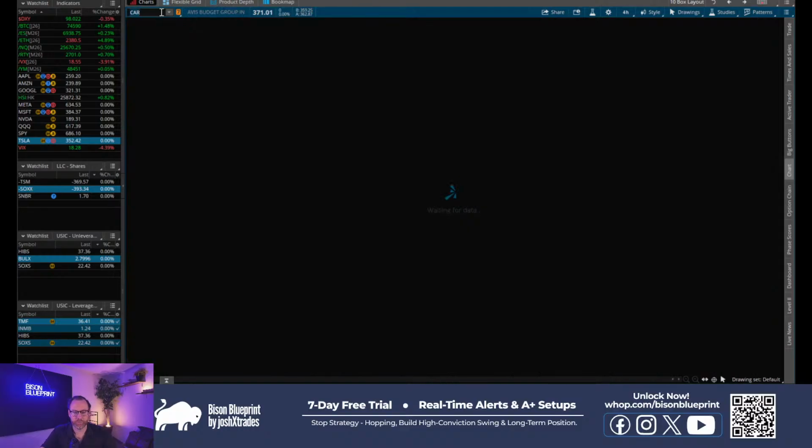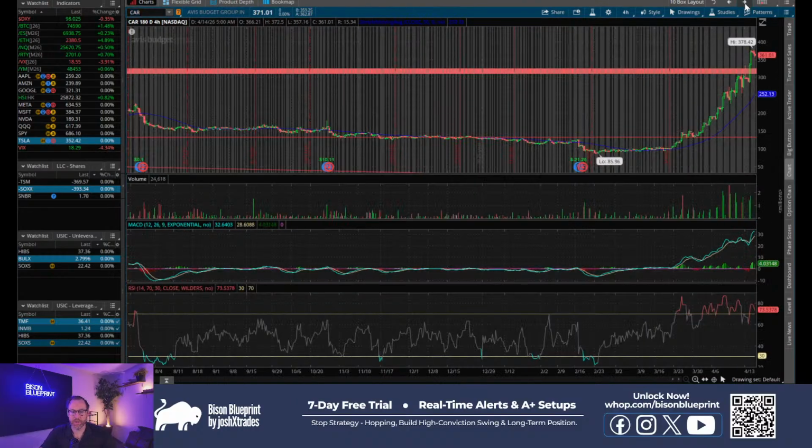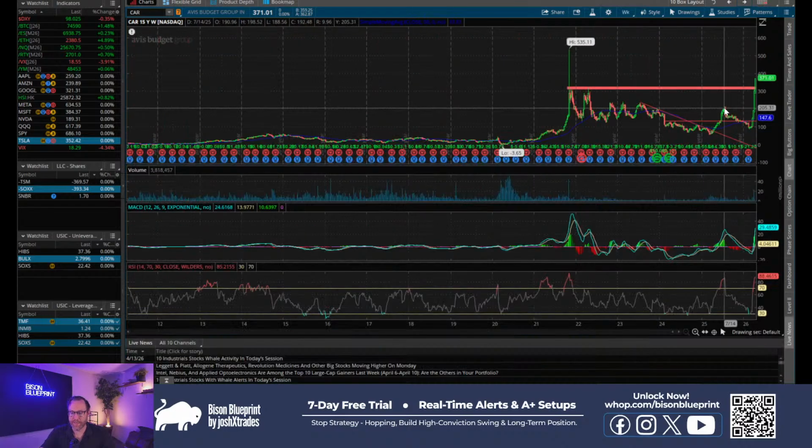Interesting chart here. Avis Budget car rentals is going through a massive short squeeze. I've been looking for a place to get involved in this, to short this.